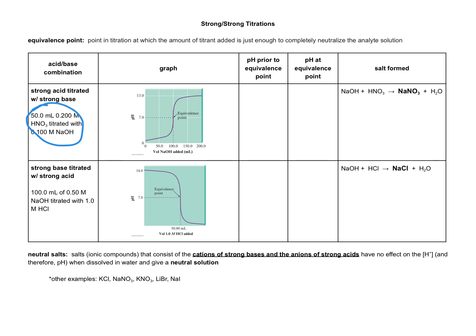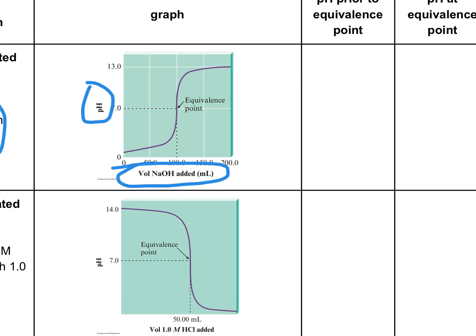We've got pH on the y-axis, and for this particular titration, the volume of the base that is added in milliliters on the x-axis. You can see at the beginning of the titration, before any base is added, we have a very acidic pH because we only have a strong acid to start with. As we add base to our acid, we see an increase in pH as the acid is neutralized.